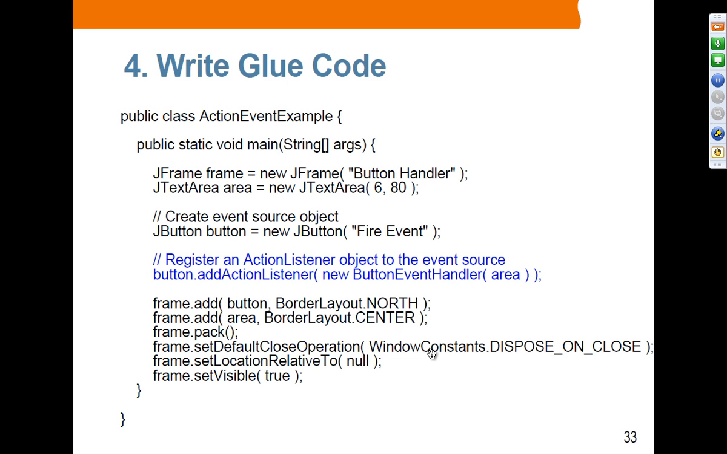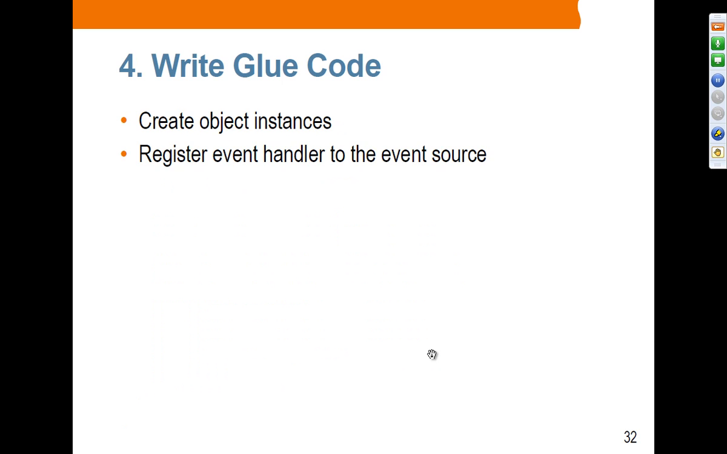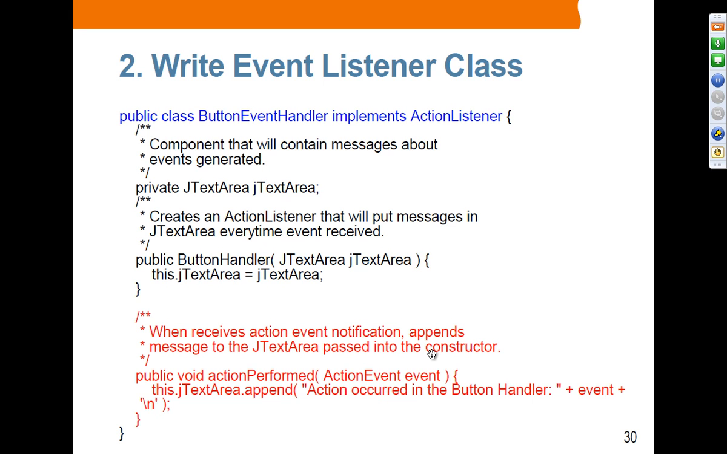So here we are adding the event listener object. You have to create an event listener object, and then register it by calling the add action listener method of the button. These are the UI stuff. So when the button is clicked, this button event handler's method, the action performed method, will be invoked to handle it.